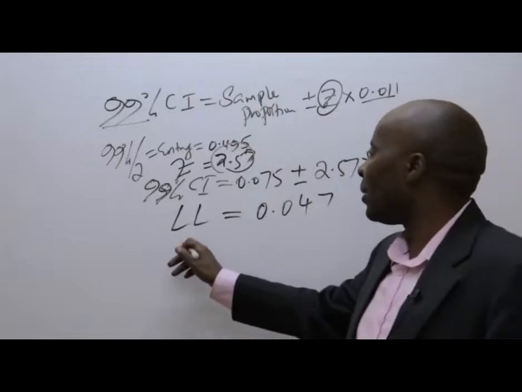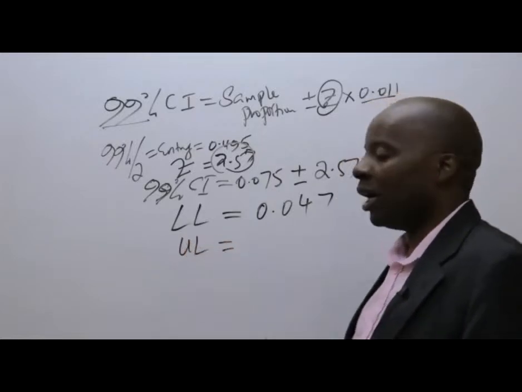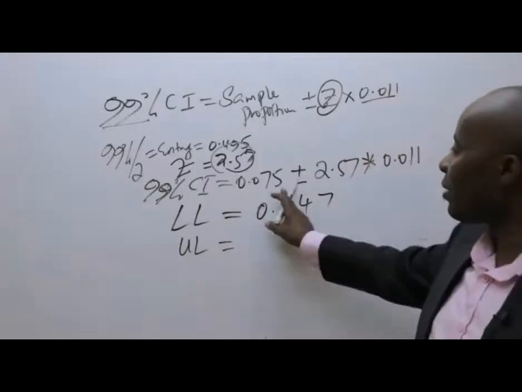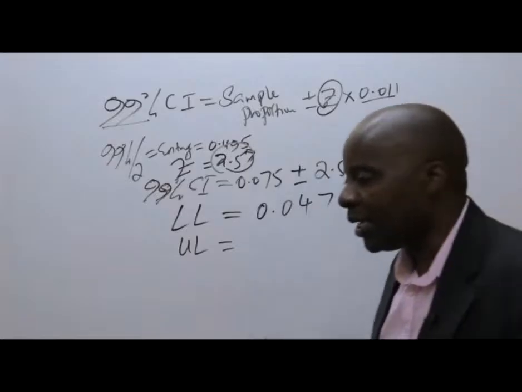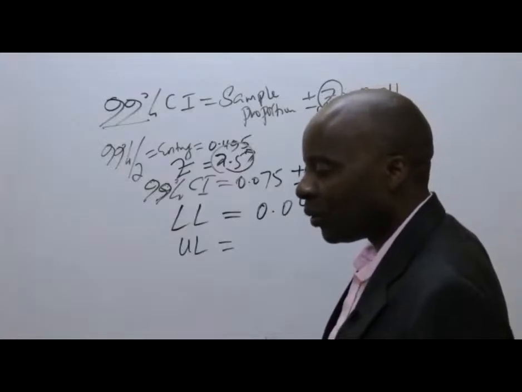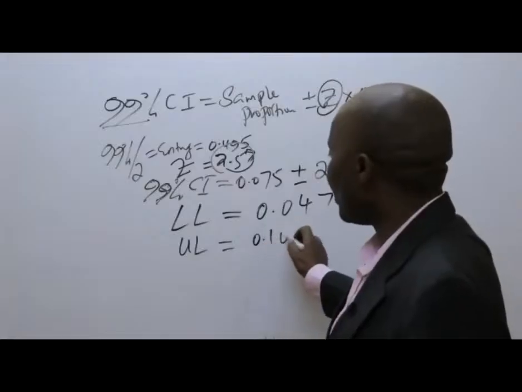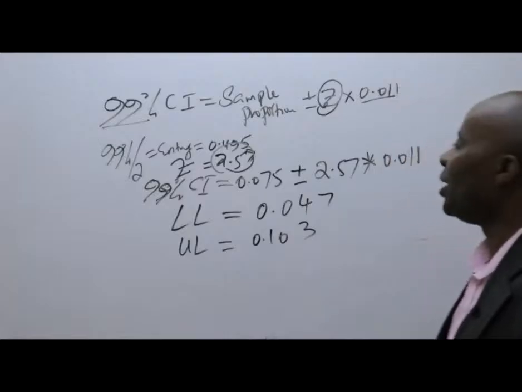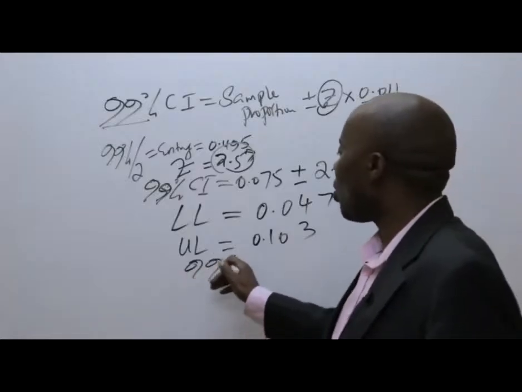How about the upper limit? For the upper limit we add. You're taking 0.075 plus 2.57 times that. And according to Lokai, we have 0.103.